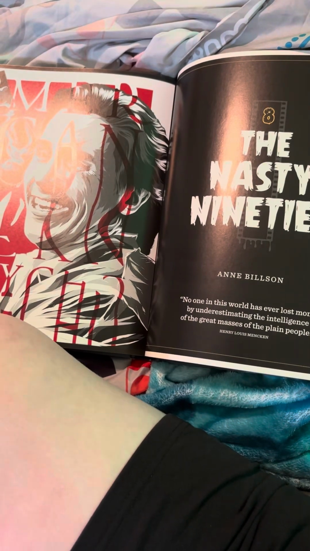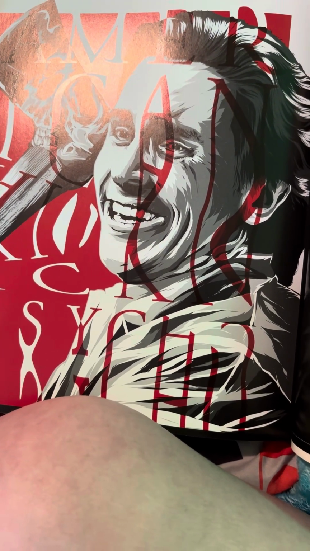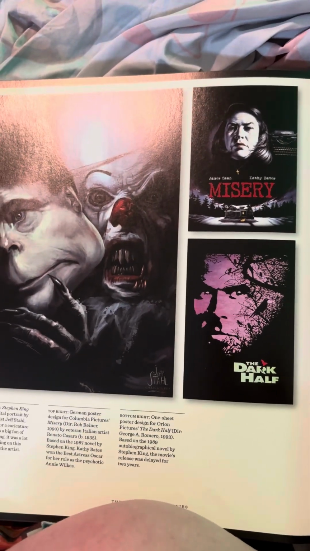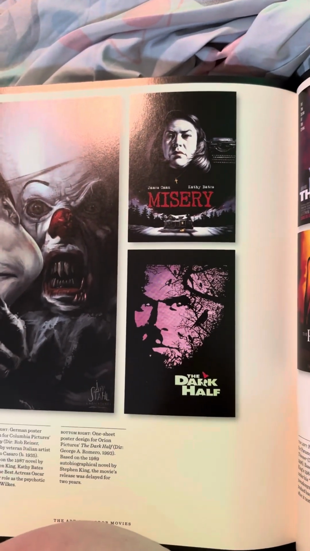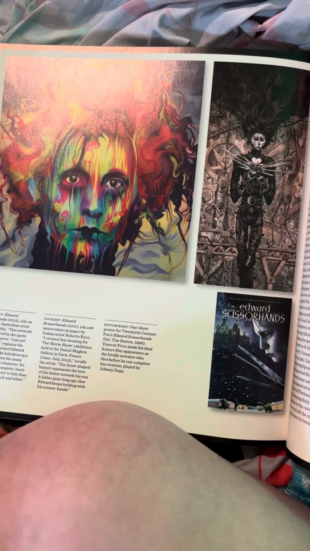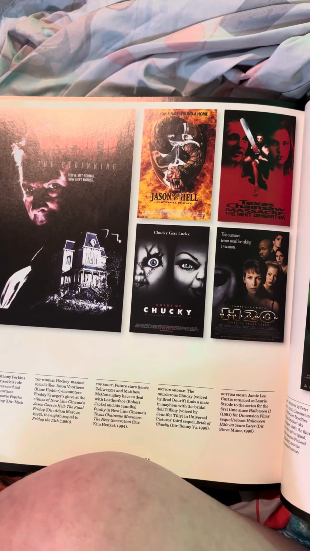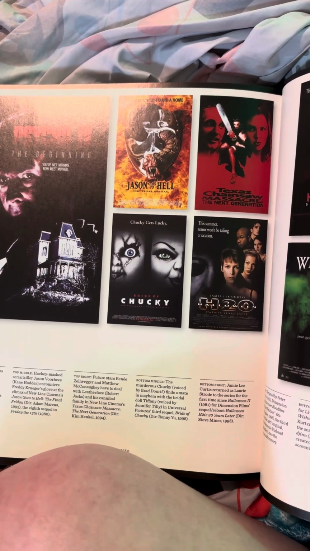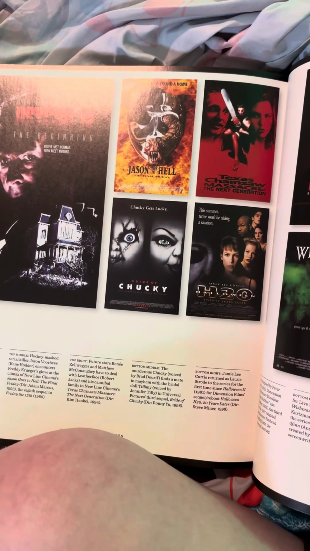Now we're getting to the Nasty 90s, which of course has a piece of art from American Psycho, released in 2000. Now right here we have a whole page of Stephen King artwork, such as this one from It, and this one from Misery. Here's some Edward Scissorhands artwork for some Tim Burton lovers, and other slasher films such as Psycho 4: The Beginning, Jason Goes to Hell, The Texas Chainsaw Massacre: The Next Generation, Halloween: H20, and one of my personal favorites, Bride of Chucky.